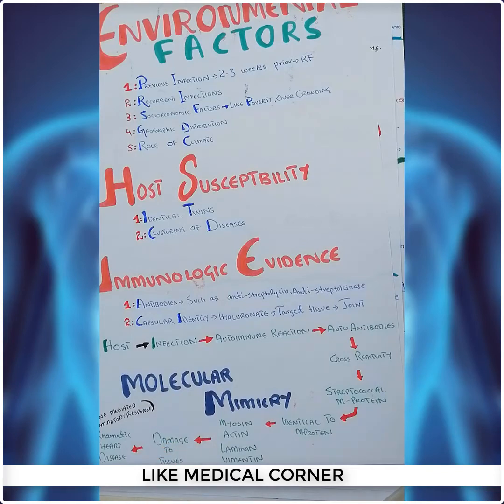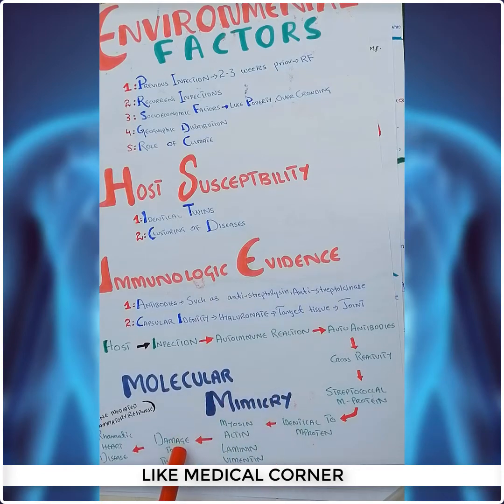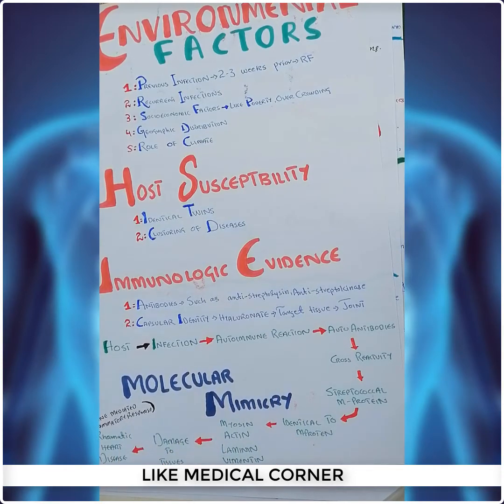So the body cannot distinguish its own cells from foreign cells, and starts damaging the body's own cells, and this condition is known as molecular mimicry. So when there is autoantibody and cross reactivity, this causes damage to the tissues by cytokine mediated inflammatory response.